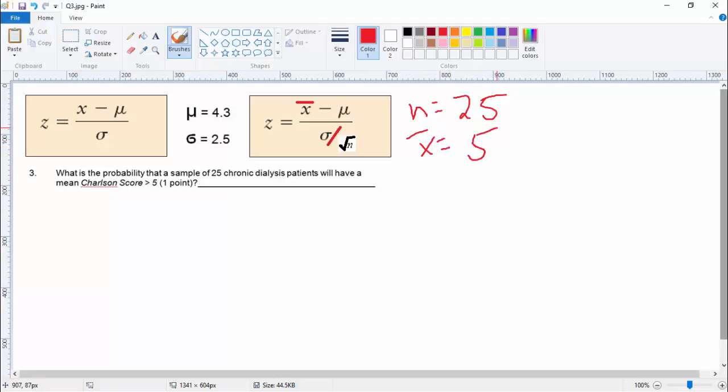Let's just power through this. So this is our Charlson. Remember what we're doing, we're drawing the picture, and we know, whoops, I did that wrong. This is 4, I'm trying to skip ahead too quickly.